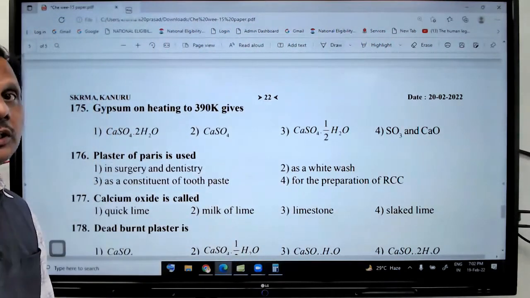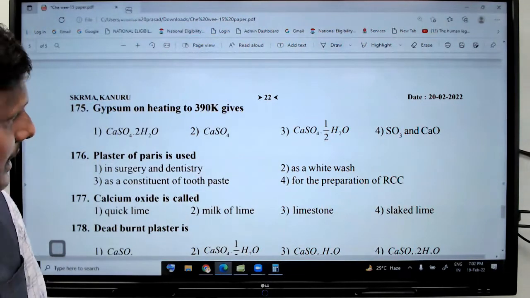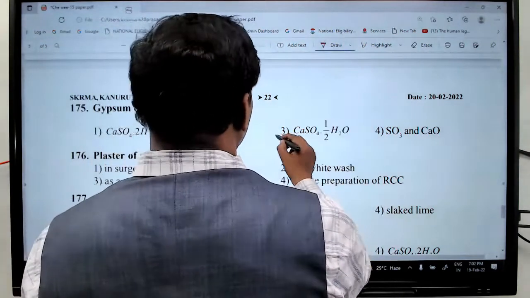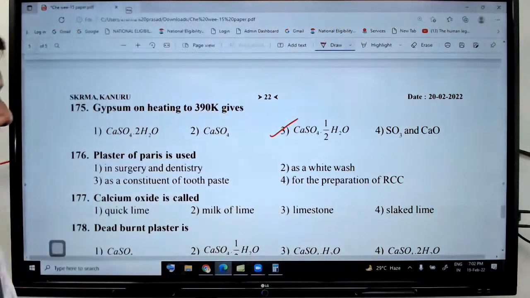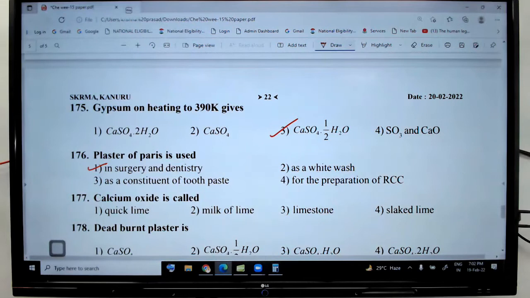Gypsum on heating at about 390 Kelvin, that is 120 degrees Celsius, gives plaster of Paris. Simple question. Plaster of Paris is used in surgery. Very simple.